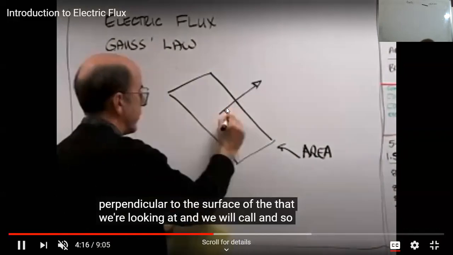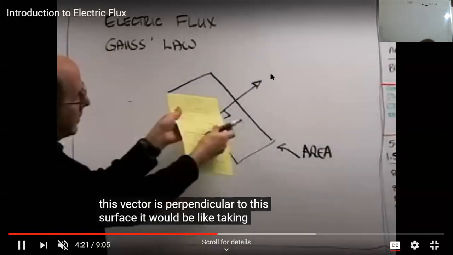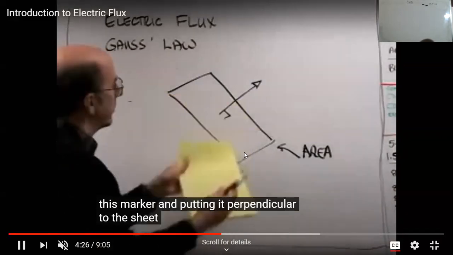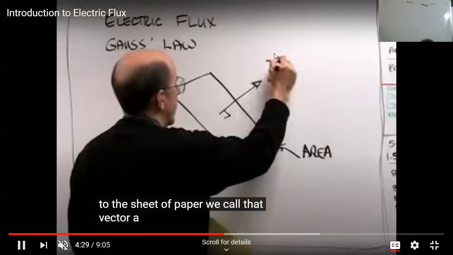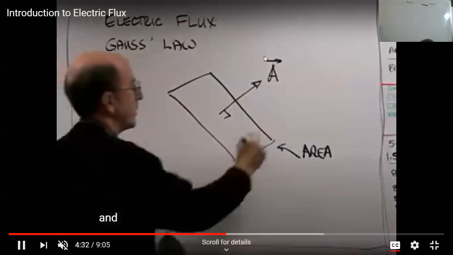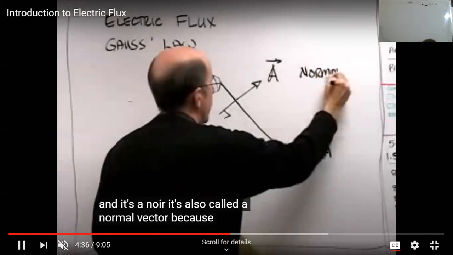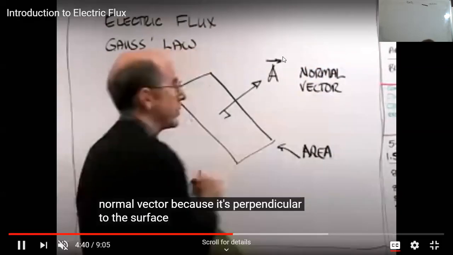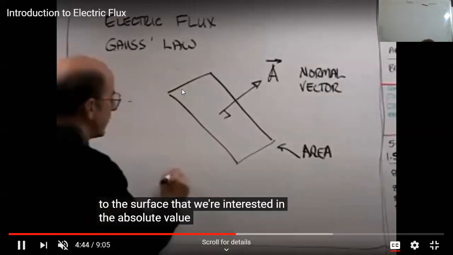We will consider a vector which is perpendicular to the surface of the area. This is the surface, and perpendicular to it, we will consider a vector which will be denoted by A. Generally we know that area is a scalar quantity, but here we will consider this vector to be the area vector. This is normal. Normal means at an angle of 90 degrees with the surface.